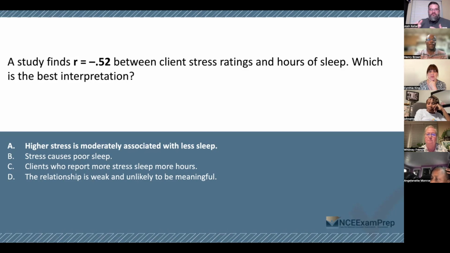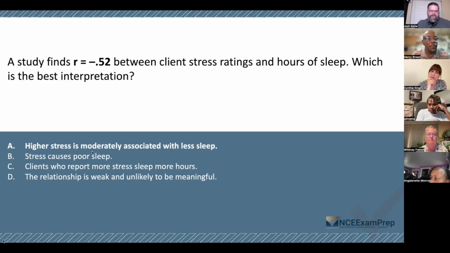So around 0.5 is where we start to move into strong. All right, but setting that aside, do we understand why B, C, and D are not the best answer? Yeah, I understand. Understand now. If it's okay, can you repeat the reason why A is the example? Now, because the stress is increasing, so the sleep decreases, therefore it's a negative correlation.